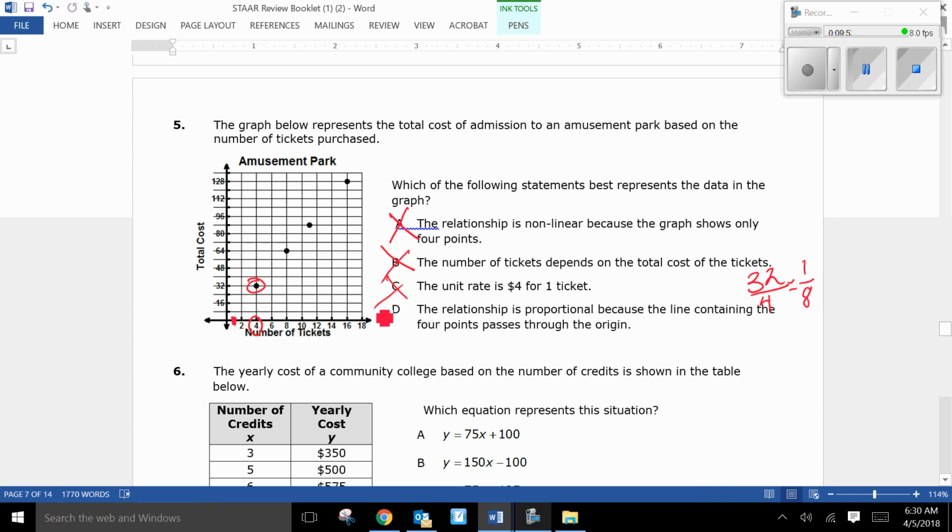The relationship is proportional because the line containing the 4 points passes through the origin. So the line doesn't actually pass through the origin, but if I imagine this line continuing, and I'm going to draw one, would it go through the origin? Yes, so D is my answer. It is a proportional relationship.